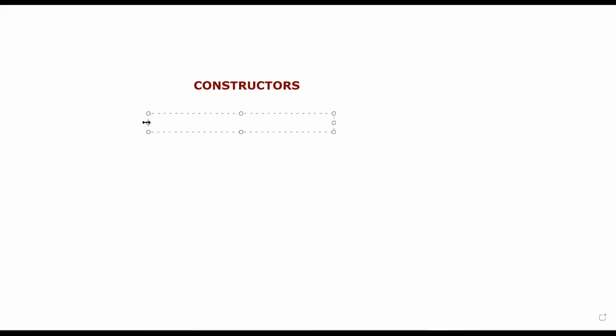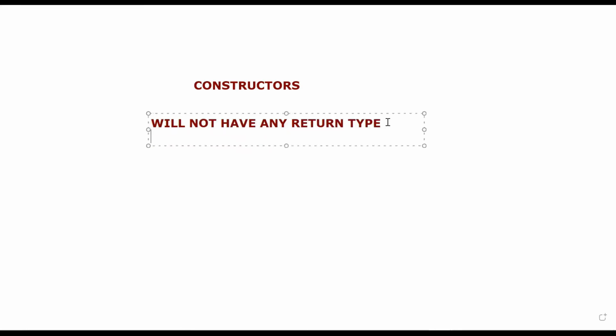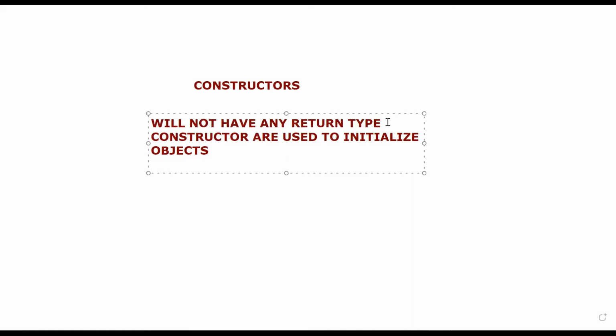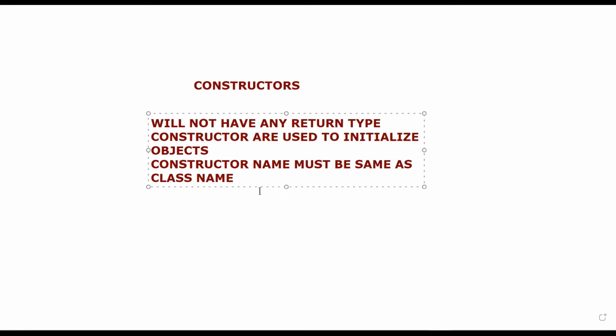Some of the bullet points associated with constructors are: first of all, a constructor will not have any return type, like methods. The second point is, constructors are used to initialize objects. The third point is, the constructor name must be the same as the class name. So constructor name and class name must be the same.